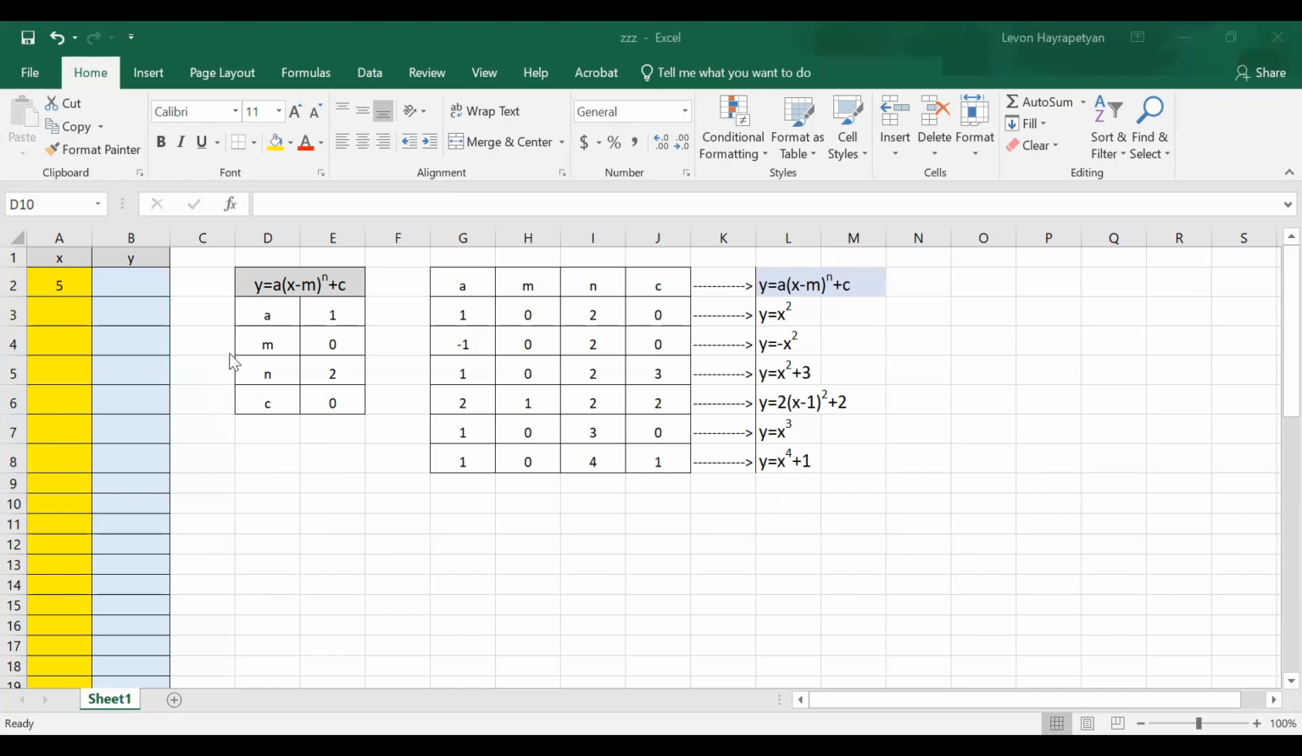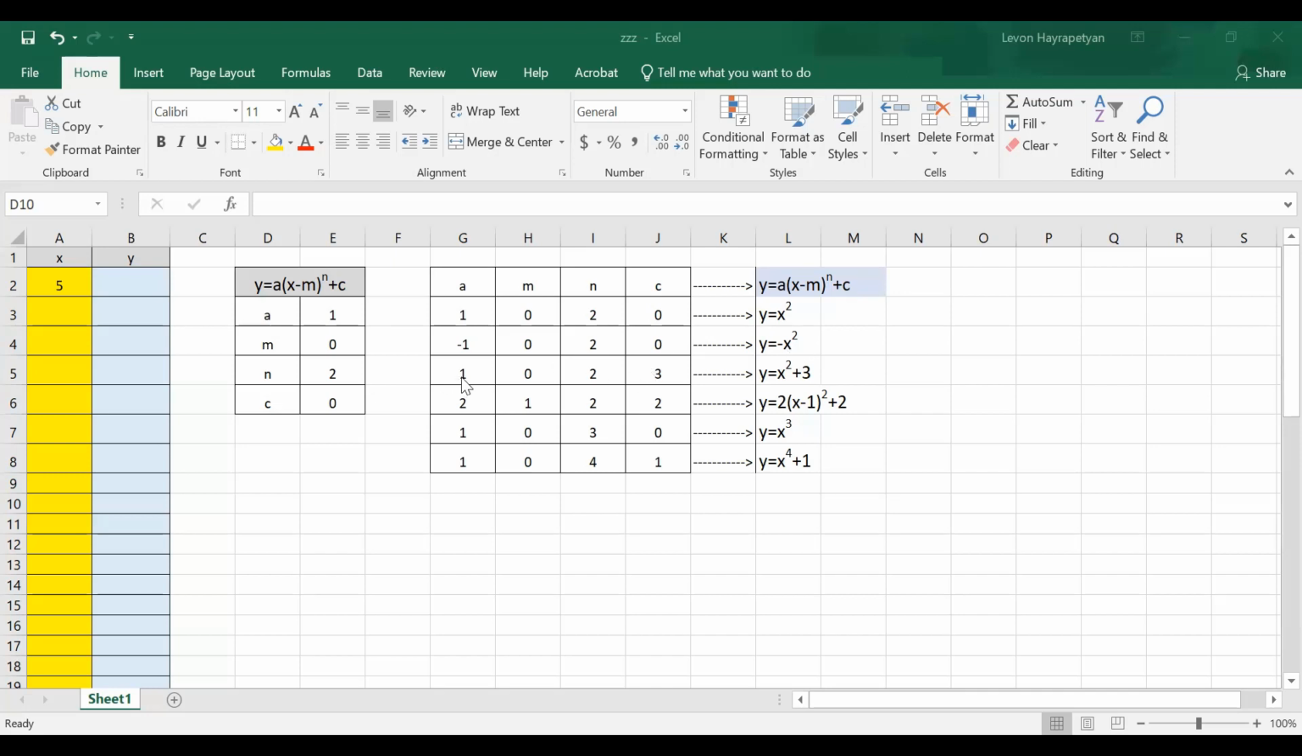Here, I'm going to demonstrate how to sketch a graph of the function y equals a times (x minus m) raised to the n, plus c. In order to understand the meaning of a, m, n, and c, I prepared several examples. For example, when a is 1, m is 0, n is 2, and c is 0, it's basically y equals x squared. When I keep the same values but replace a with negative 1, it becomes y equals negative x squared.